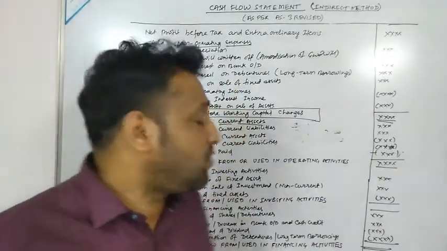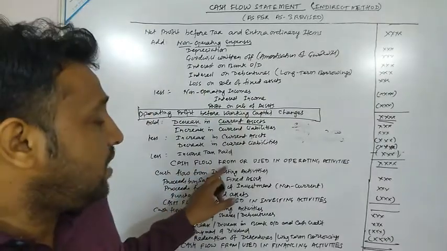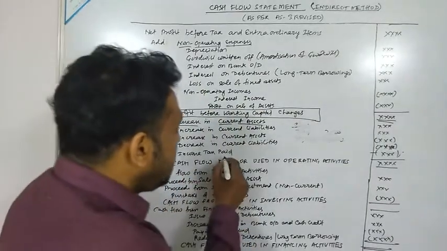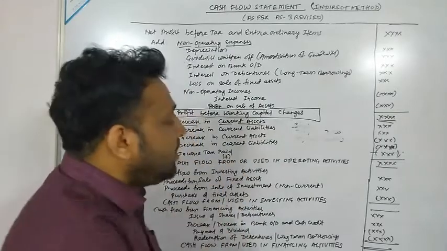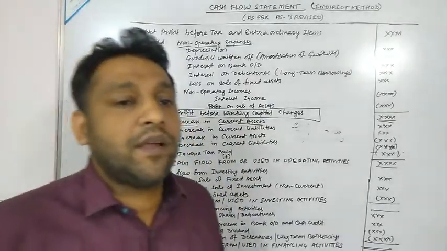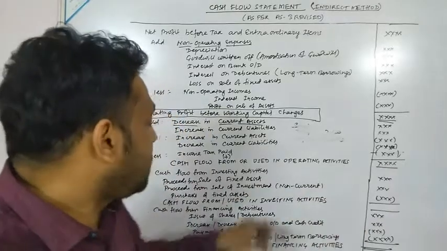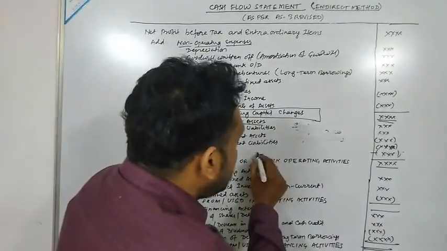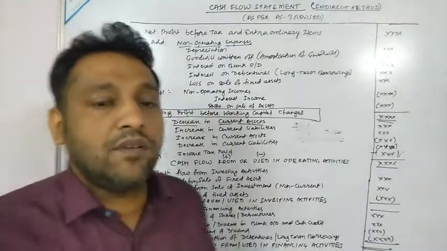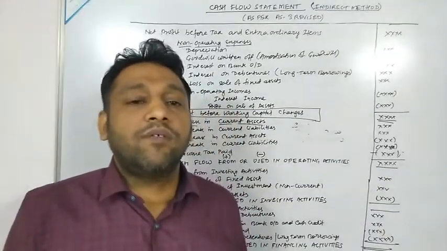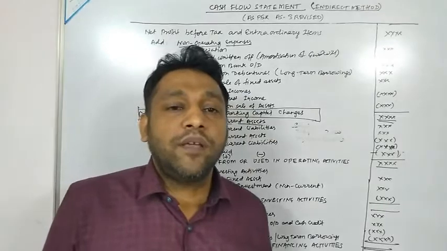If we get the answer in positive figure, what will we write? In case of positive answer, we have to write cash flow from operating activities. If the answer comes negative, that means in bracket figure, we have to write cash flow used in operating activities. So this is how we are required to calculate the cash flow from operating activities.